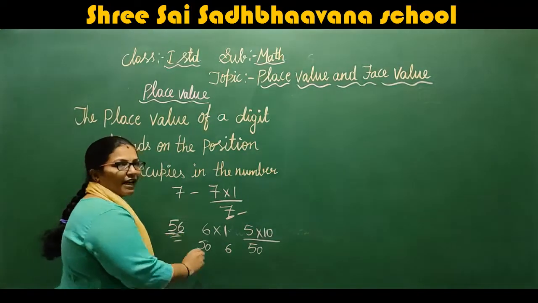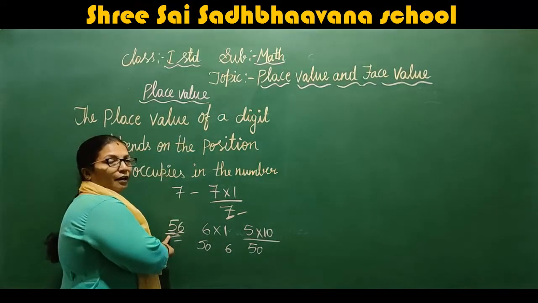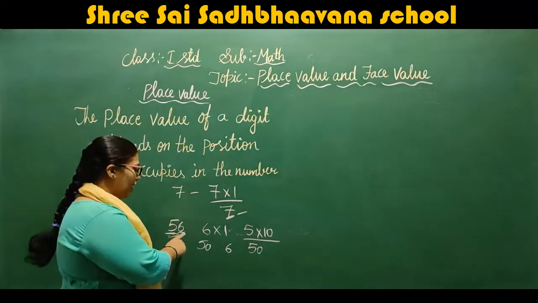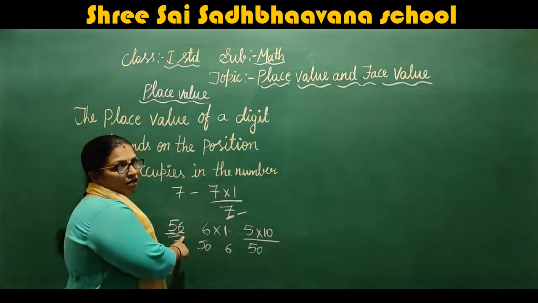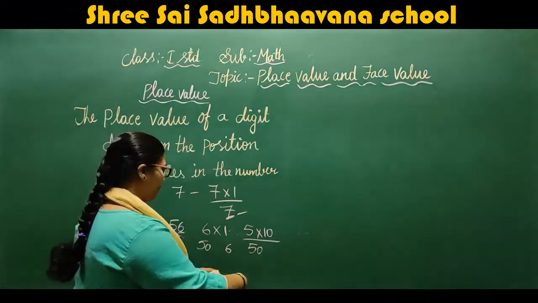So it is different, right children? 5 is in the tens place, so its place value is 50. 6 is in the ones place, so its place value is 6 itself.